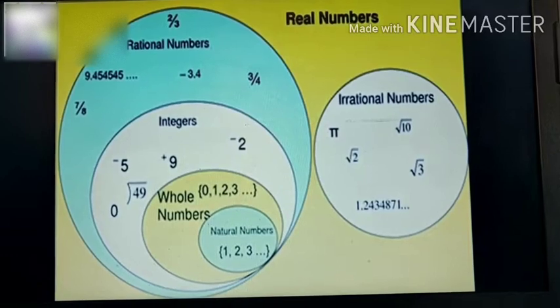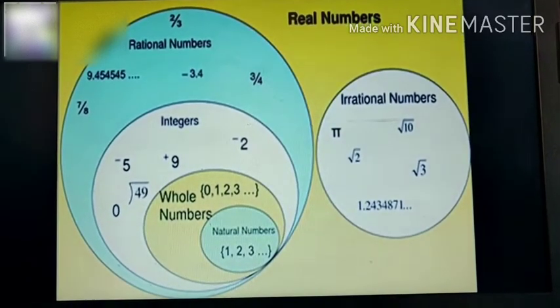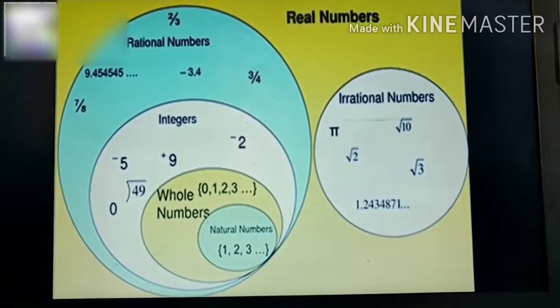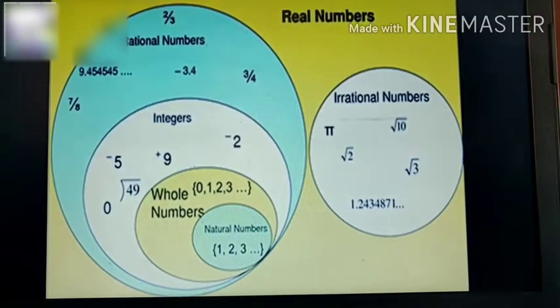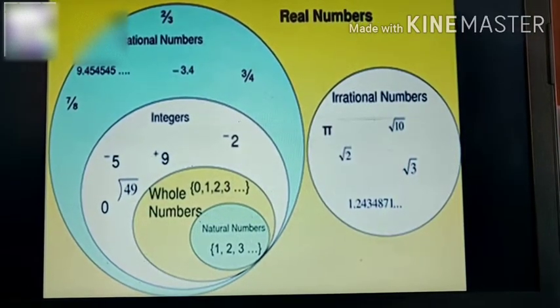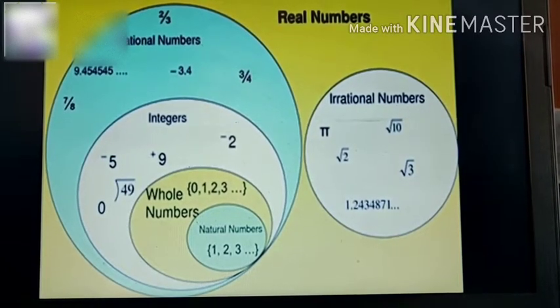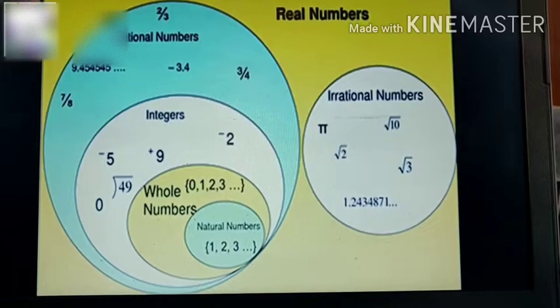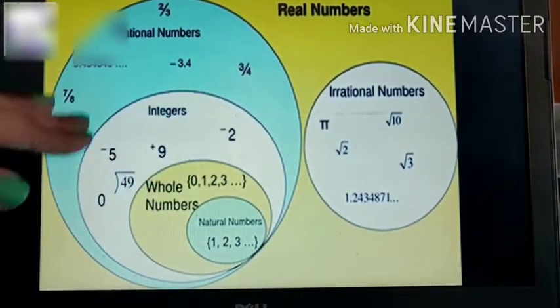One very important thing which you have to keep in mind about rational numbers is that both the numerator and denominator are integers and the denominator is never equal to 0. Denominator cannot be 0. Why? Because you cannot divide any number by 0. Anything cannot be divided into 0 equal parts, right? So the denominator cannot be 0. Clear? So this is about rational numbers.